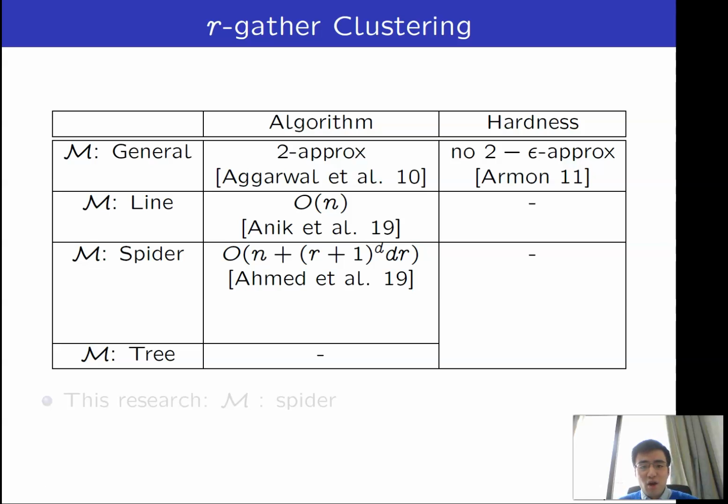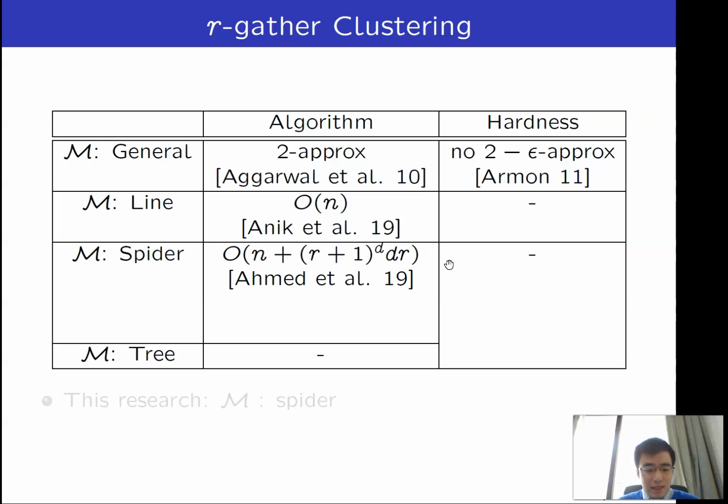Various results are known for the gathering clustering problem. For general metrics, a 2-approximation polynomial time algorithm and a tight hardness result are known. For the line case, a linear time algorithm is known. For the spider case, an FPT algorithm of this time is known.